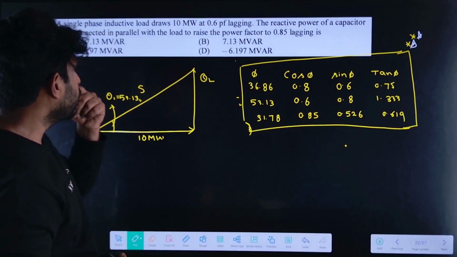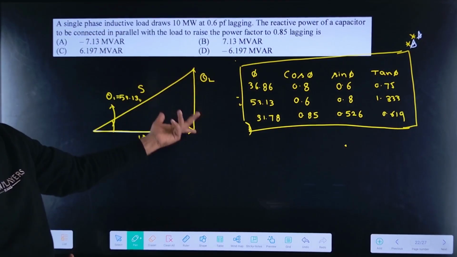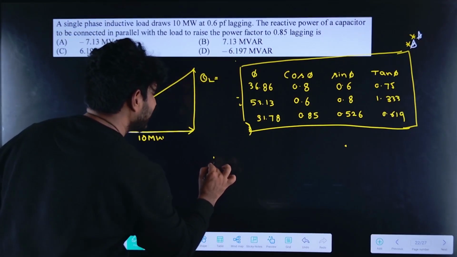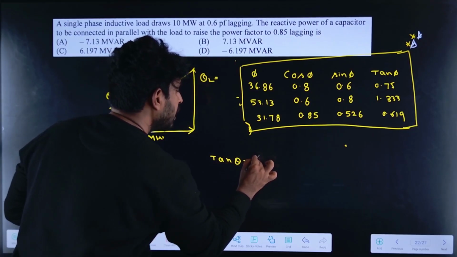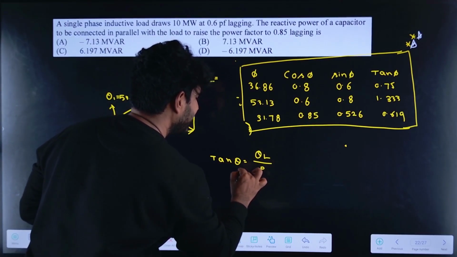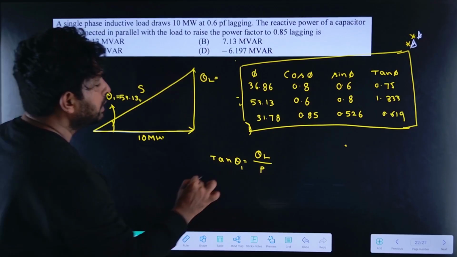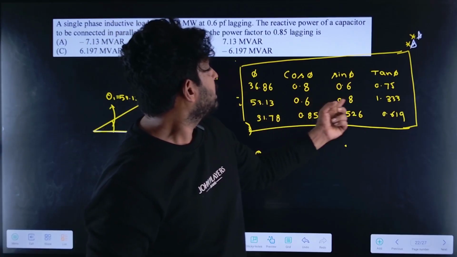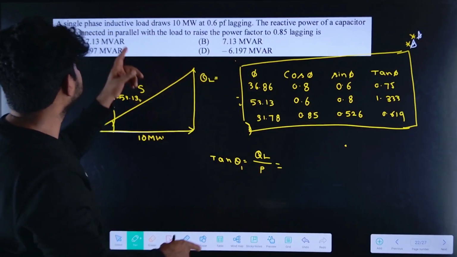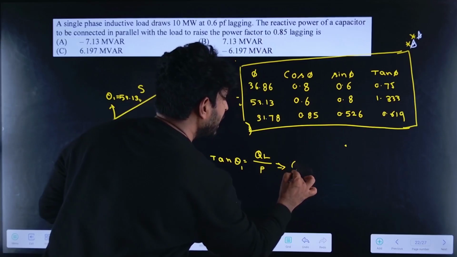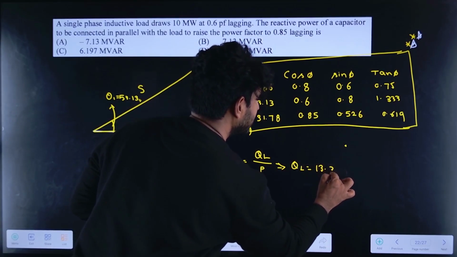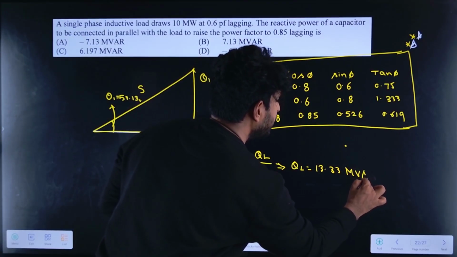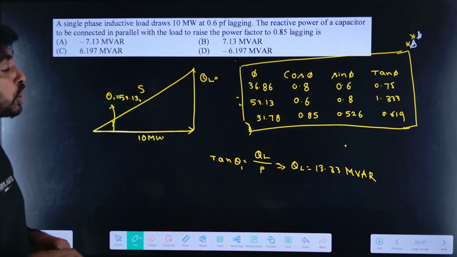Now we need to find the QL value. How can we find QL? Tan theta 1 is equal to QL divided by P. Tan theta 1 is 1.33 and the P value is 10, so QL equals 13.33 megawatts. So now we got the QL.